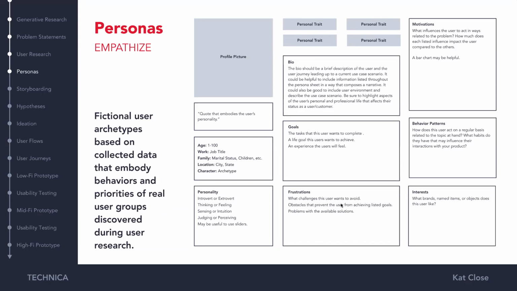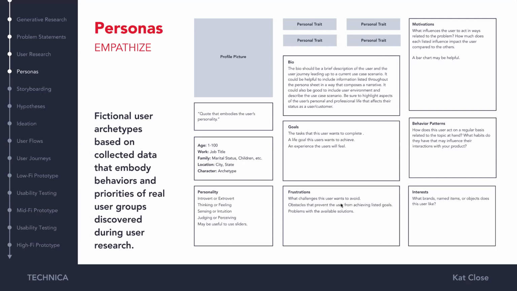A persona is a fictional representation or archetype based on collected data that embodies the behaviors and priorities of real user groups that you discovered during your research, right? It's important to note, this isn't a fictional character. You're not pulling this out of your brain, right? So this is not from your imagination. This is not your imaginary friend, right? This is based in research.